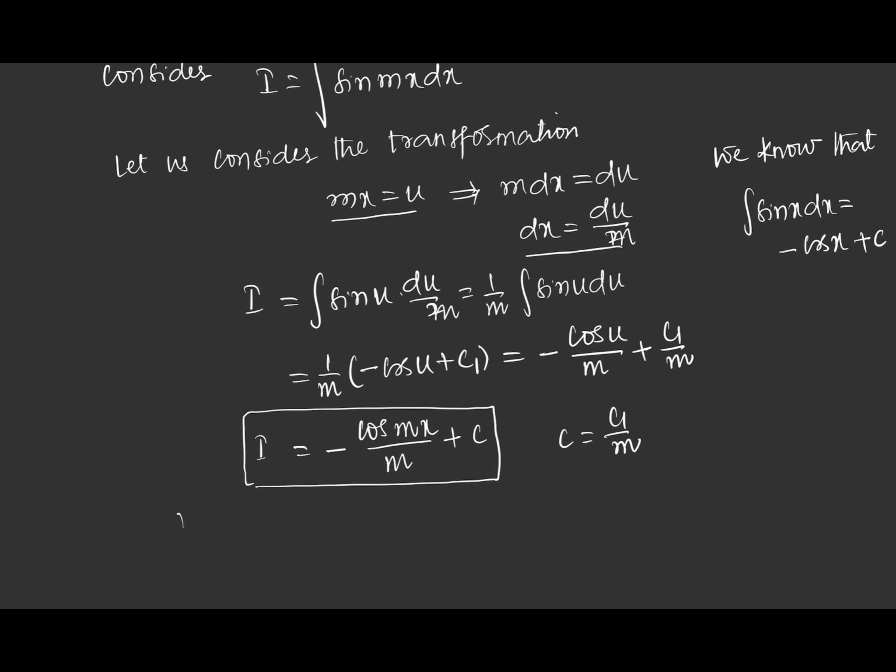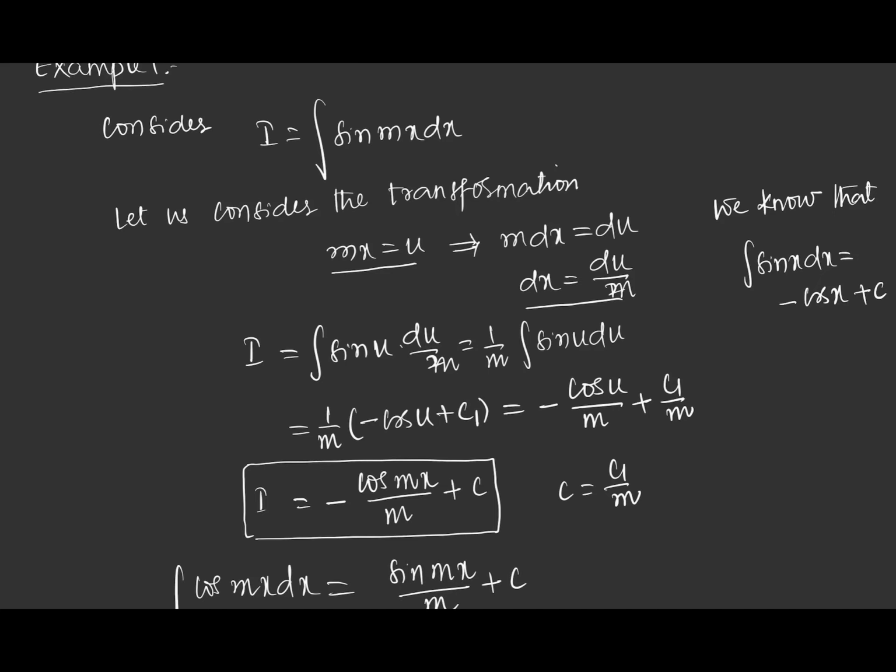Similarly we can write integration of cos mx into dx. On integrating this we'll get sin mx by m plus some constant c. So this is the first example.